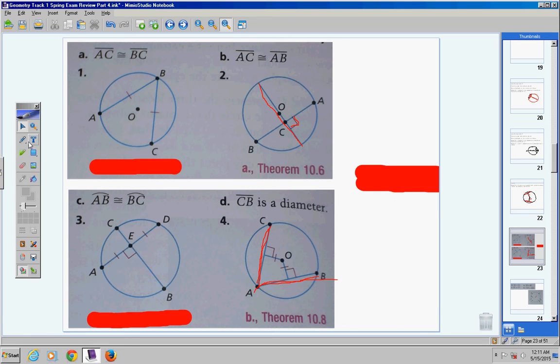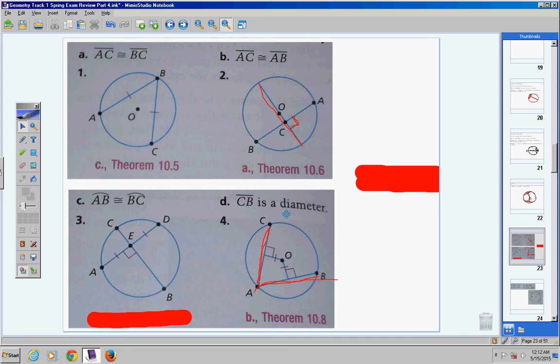Alright, let's take a look at letter C. Arc AB is congruent to arc BC. Here it is right here. Of course, that's true, students, because see this chord and this chord here? If those two chords are congruent, then they definitely have to have arcs that are congruent. If they're the same length going across, they would intercept the same arcs. So number 1 would be letter C.